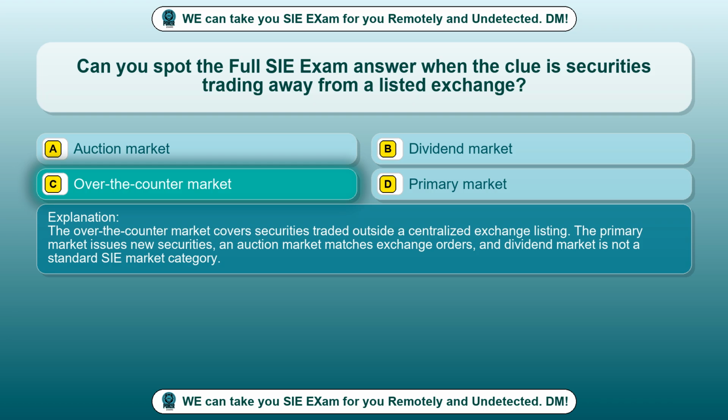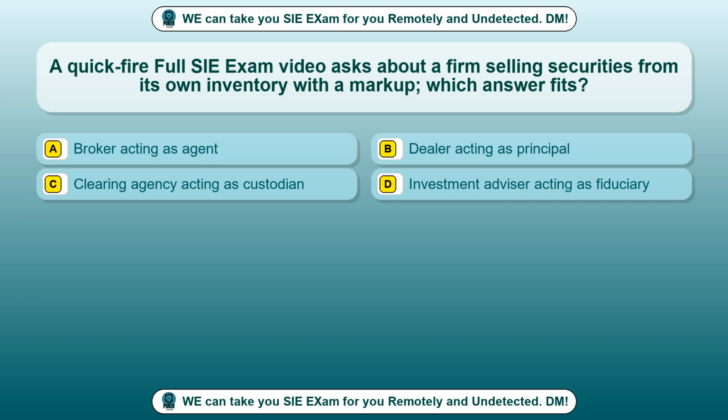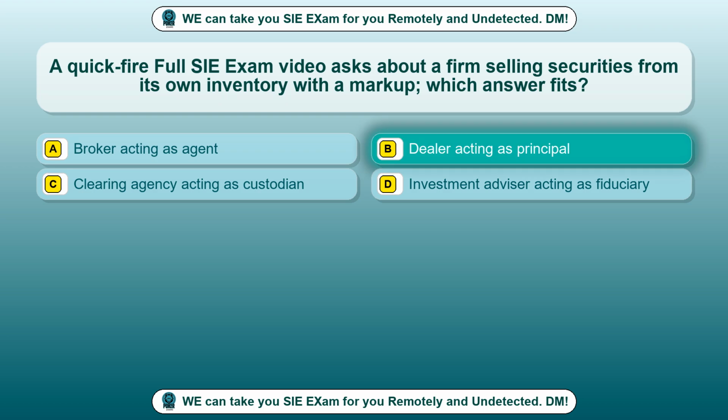Question 92. A quick-fire full SIE exam video asks about a firm selling securities from its own inventory with a markup. Which answer fits? Option A, broker acting as agent. Option B, dealer acting as principal. Option C, clearing agency acting as custodian. Option D, investment advisor acting as fiduciary. The correct answer is option B, dealer acting as principal.